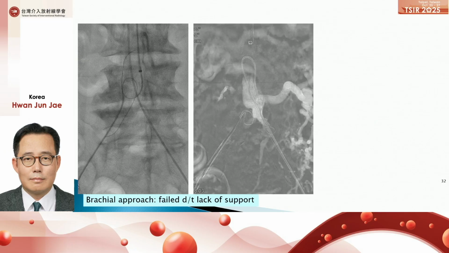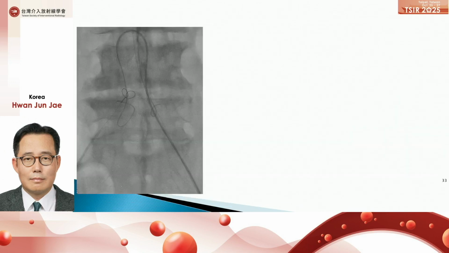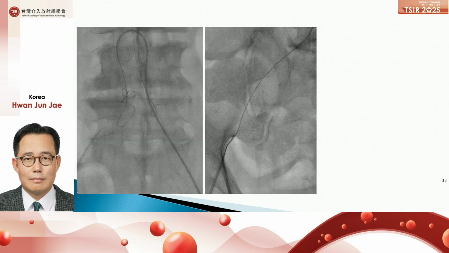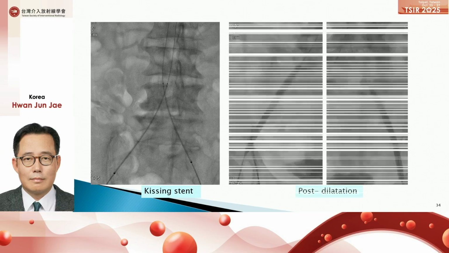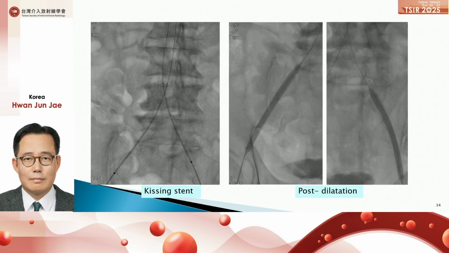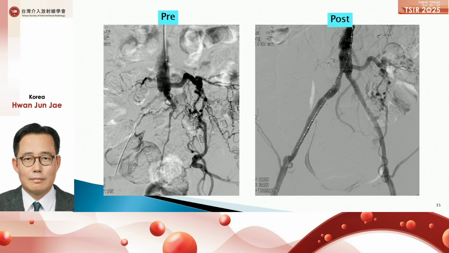So we advanced a contralateral catheter, a Schmidt catheter, and from that we advanced the guide wire, and it was successful in lesion crossing. Then we used the kissing stent technique and dilatation with the balloon. This is the pre-image, and this is the post-image with good flow.